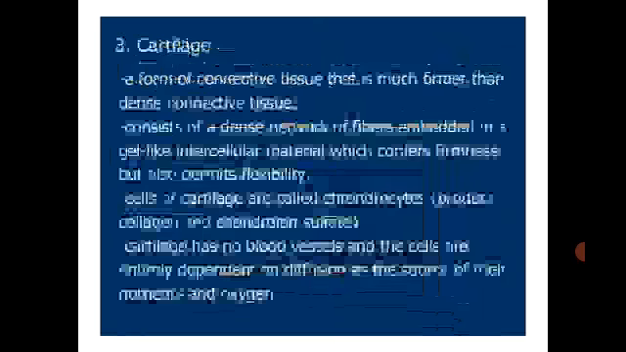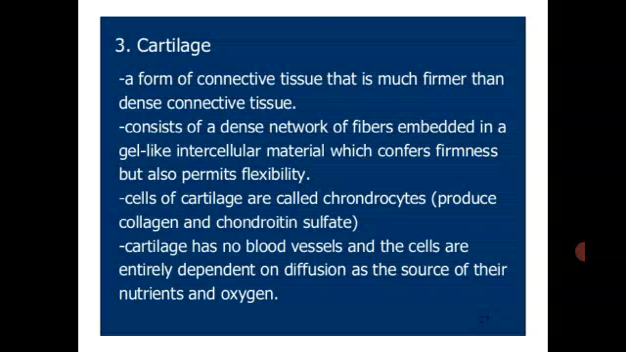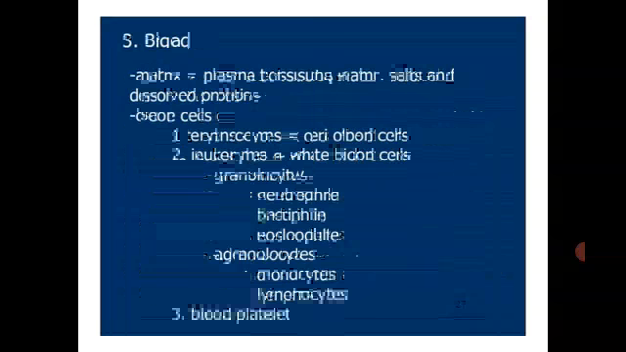Cartilage is a form of connective tissue that is much firmer than dense connective tissue, and this cartilage is present in the nose and ear, and it entirely depends on diffusion as the source of its nutrients and oxygen. Cells of cartilage are called chondrocytes that produce collagen and other substances.